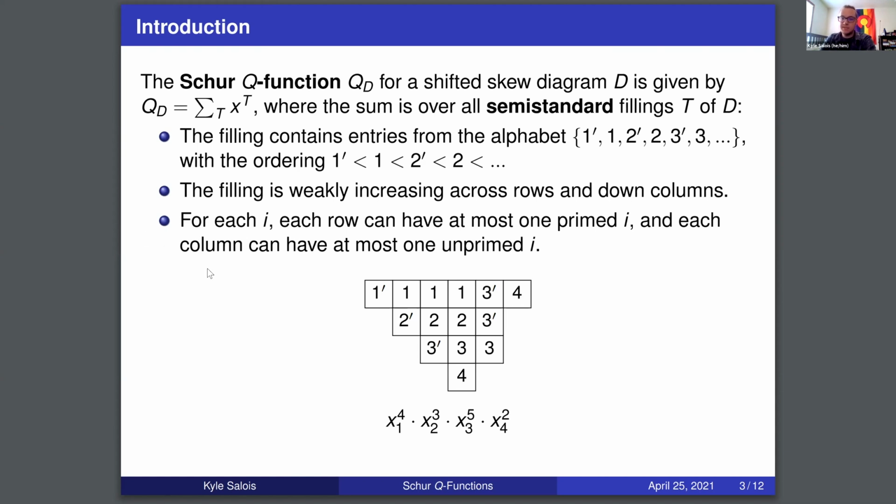So this is an example of a filling of the shape we saw earlier. You'll notice in the top row, I'm allowed to repeat the unprimed 1s, and in that column of 3s, I'm allowed to repeat those 2 primed 3s. But all of the columns and rows are still weakly increasing. And then if you look at the weights, since there are 4 1s in the filling, the corresponding monomial term has x1 to the 4th. There's 3 2s, so x2 cubed, and so on. So you take the sum over all such fillings.